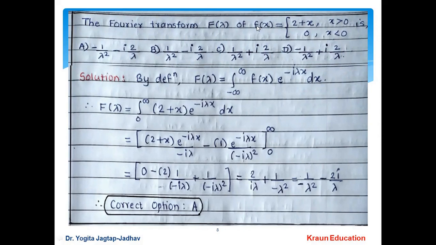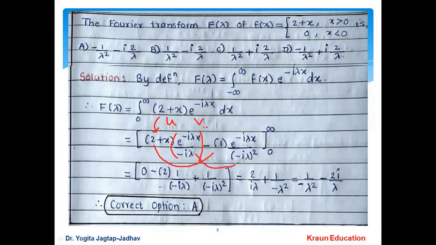Again, integrating by using the by parts rule, where u equal to 2 plus x and v equal to e raised to minus I lambda x dx. We have the first term as it is. Then integration of the second term is what? E raised to minus I lambda x upon minus I lambda, minus derivative of the first bracket, that is equal to plus 1, because derivative of 2 is 0 and derivative of x is equal to 1.